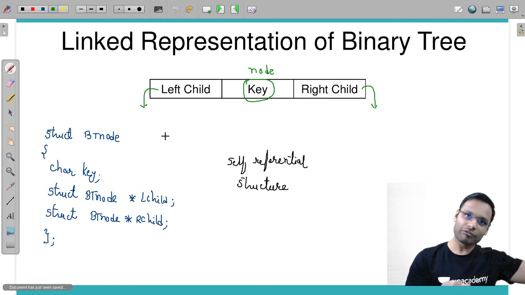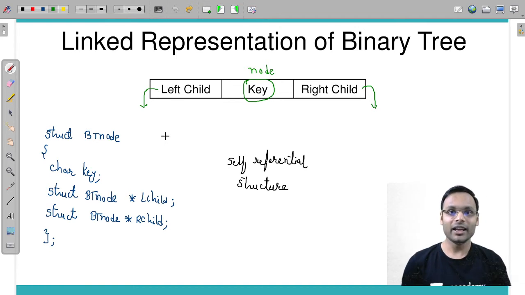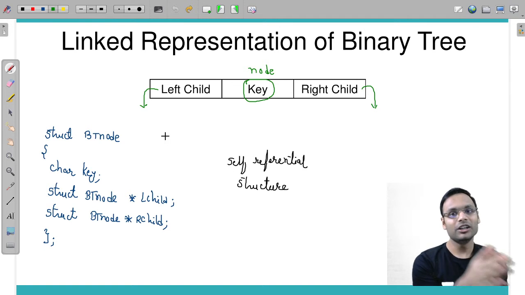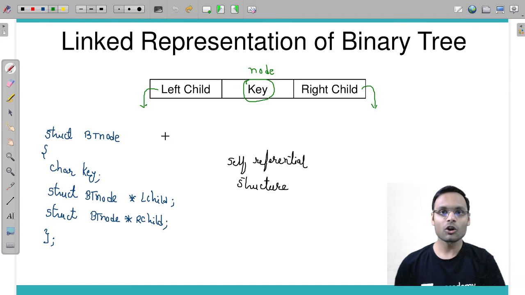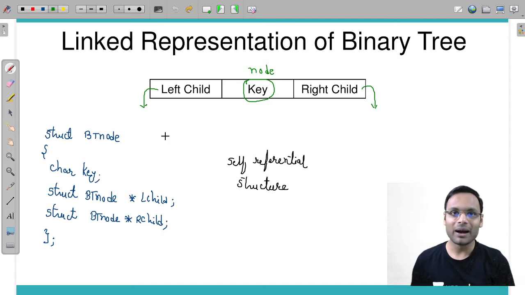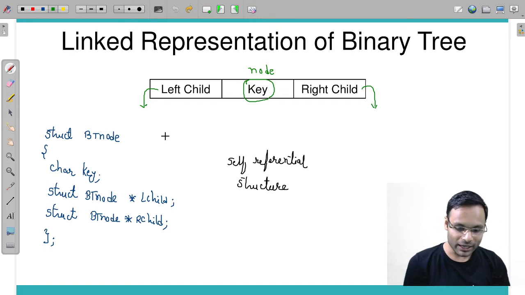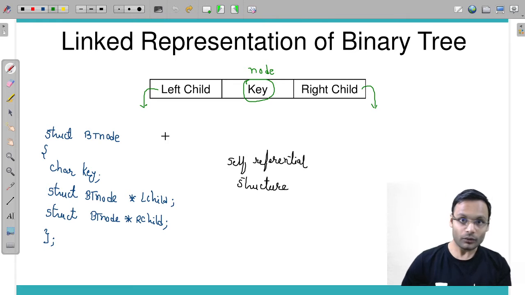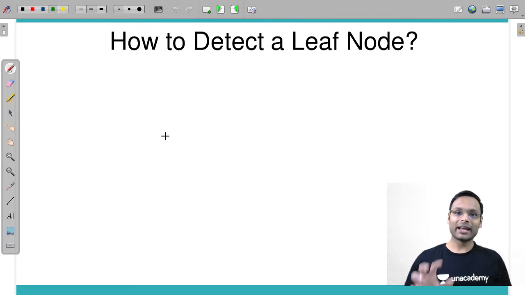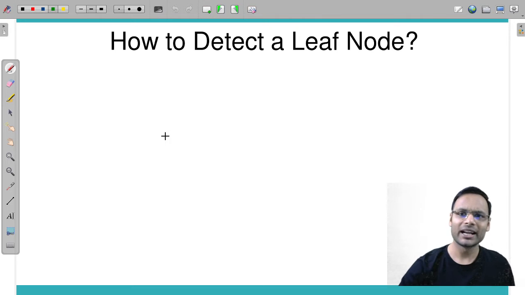But later on we will see that there is a way to convert a general tree into a binary tree, so that you can store it in the linked representation. We will talk about that. Now look at this. If you understood this linked representation, now I am telling you how you detect a leaf node.